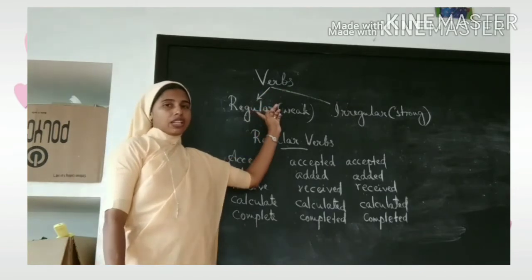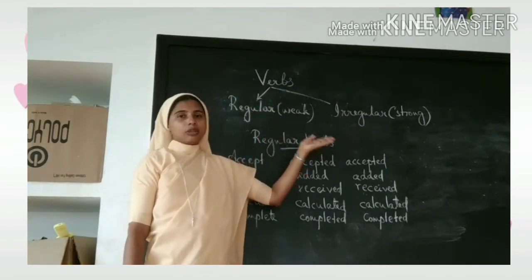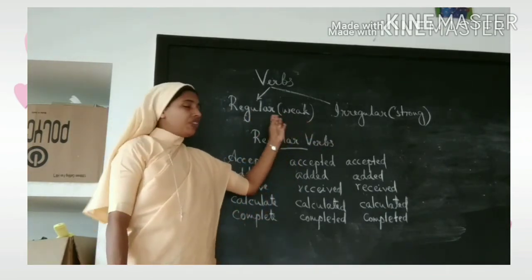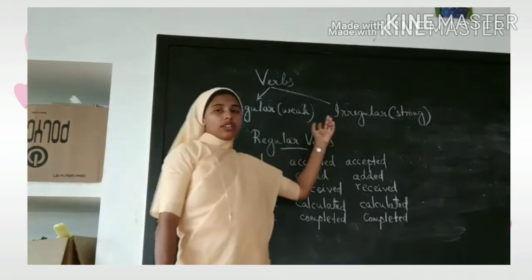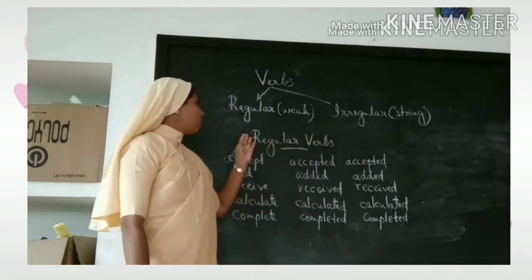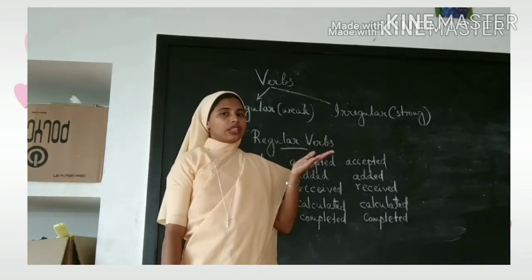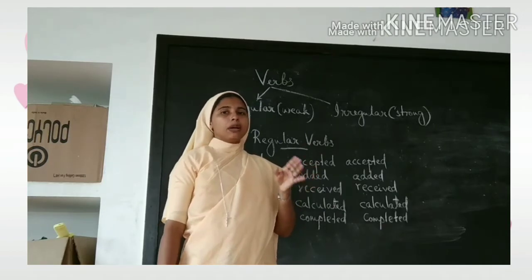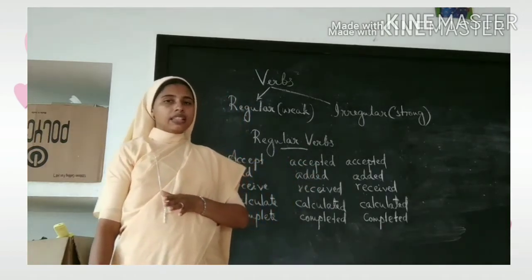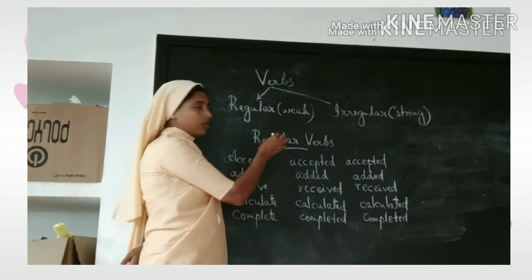Verbs can be classified into regular and irregular verbs. Already you have learned it in your previous classes. And regular verbs are also called weak verbs, and irregular verbs are called strong verbs. And how are these regular verbs formed? You know that usually we make past tense and past participle by adding ed or d.